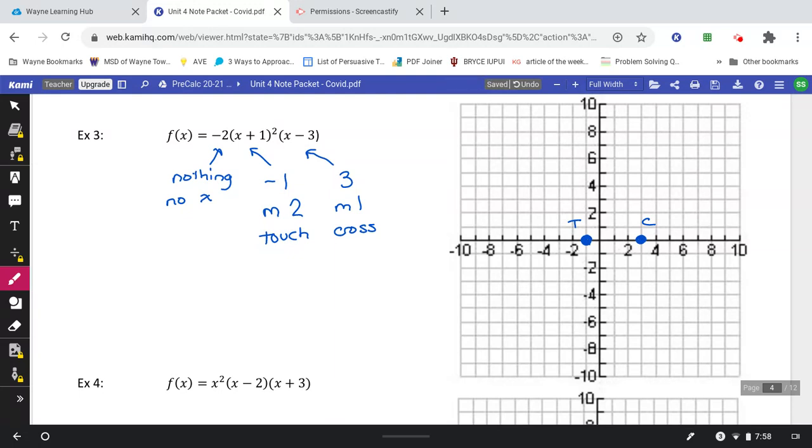Second step is to define my degree. Remember, which is just the total of all the exponents that you see. Total of all the x's. So that would be 2, 3 total. Nothing comes from this -2 in front. And it is a negative because of that negative sign in the very beginning. A negative degree 3 would start in the top left and finish in the bottom right.